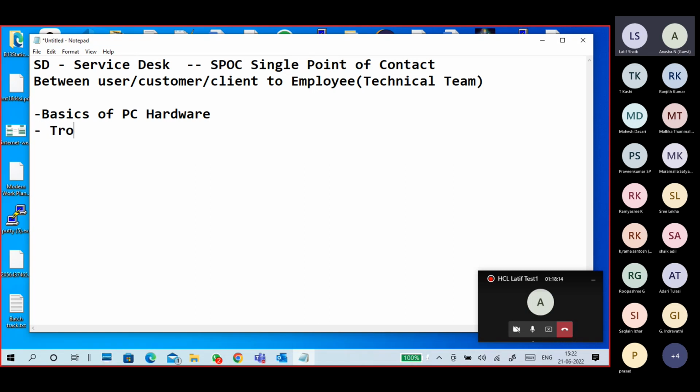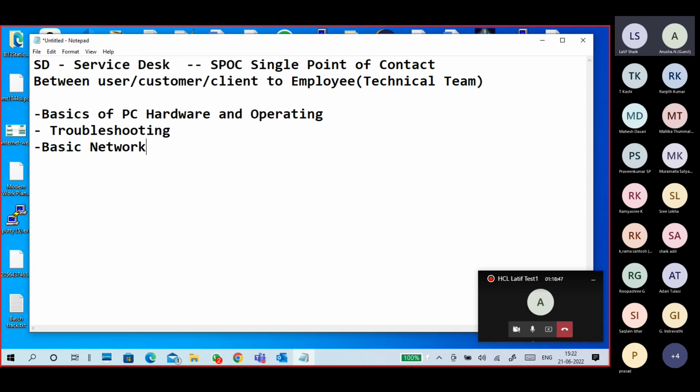Next is troubleshooting, hardware troubleshooting. Basic troubleshooting knowledge must be known. Everything is at a basic level, so basic hardware and operating system. Operating system and hardware are not separate. Okay, basics of networking. What is a network?